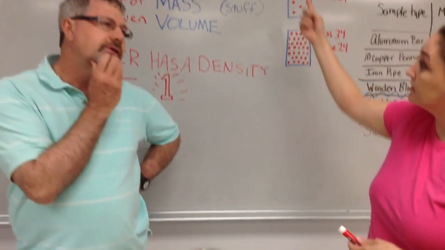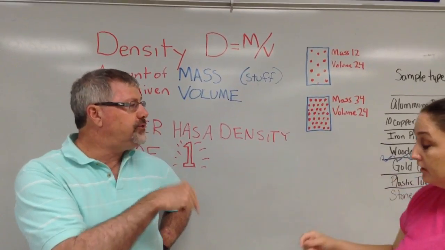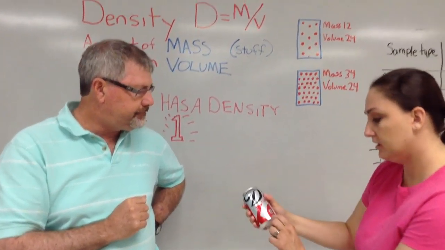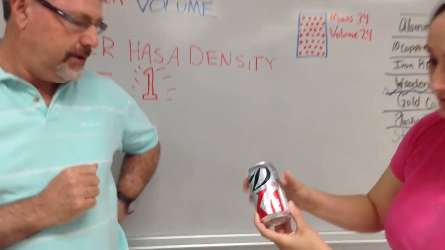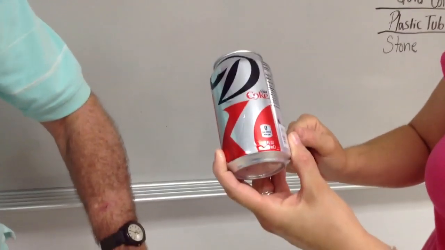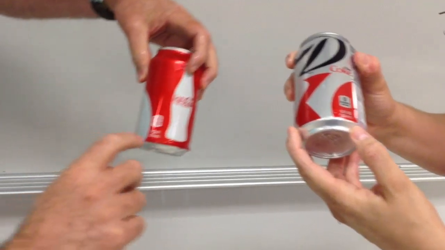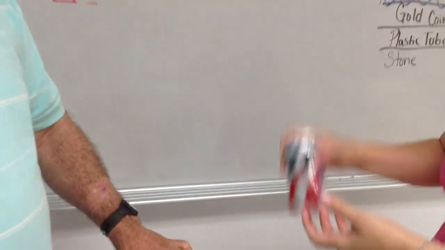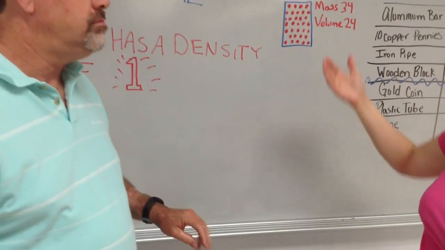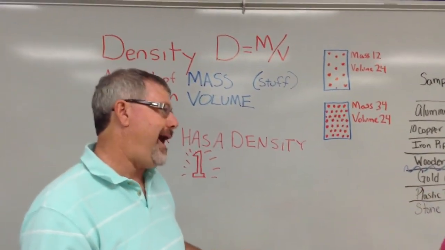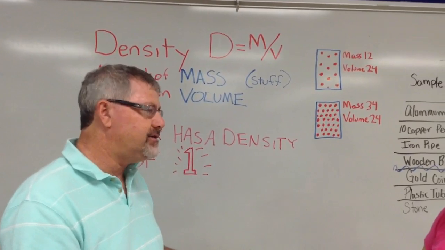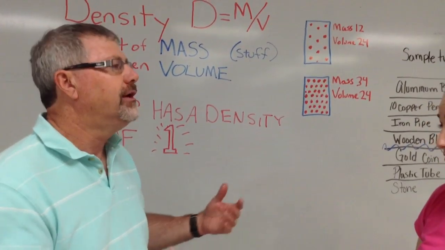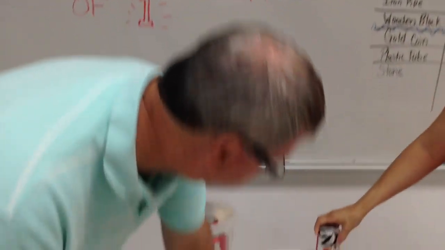Well, we know it's mass over volume, right? What's different about Diet Coke and Coca-Cola? What do they have different? Well, we see here 12 ounces on Diet Coke. And this one also shows 12 ounces. So the volume's the same. And so the difference has to be the mass. Okay, and soda has what in it? What does Coke have in it? It has sugar.